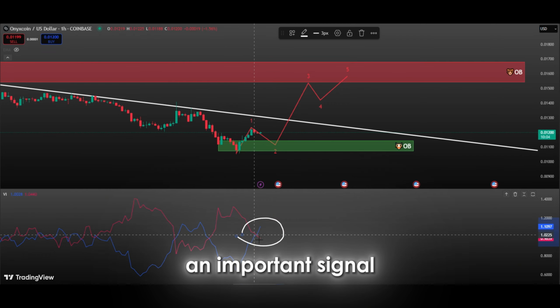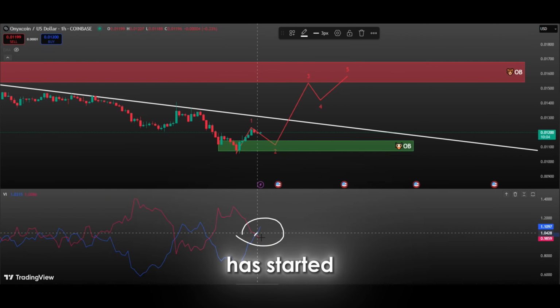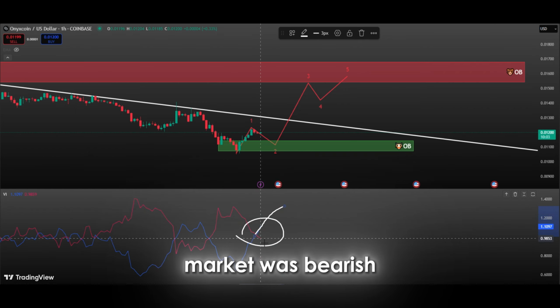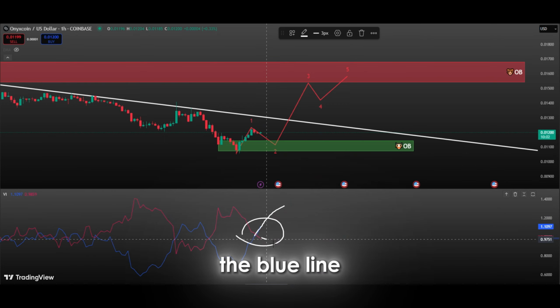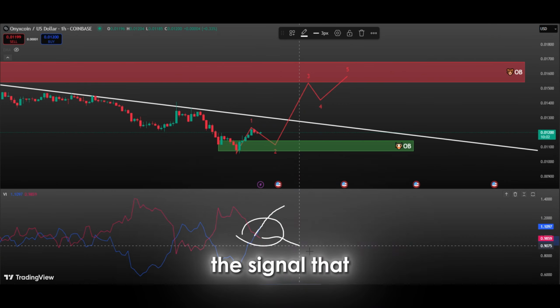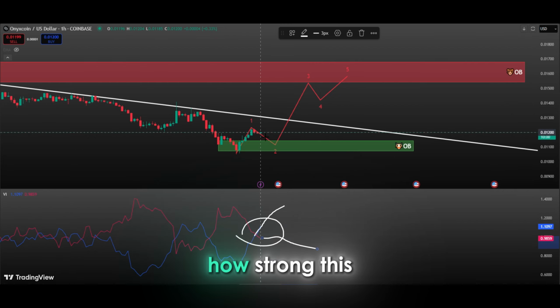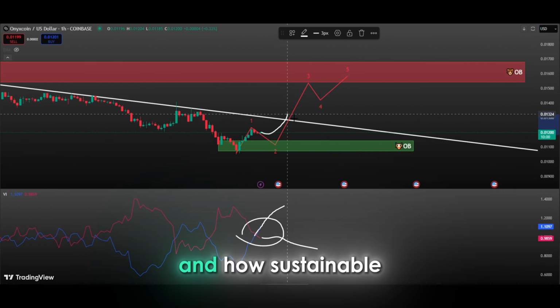This could be an important signal that a change in the trend has started, because previously the red line was on top, indicating that the market was bearish. But now, with the blue line crossing up, we are getting the signal that a bullish move may begin. But the important thing here is how strong this crossover is, and how sustainable it is.